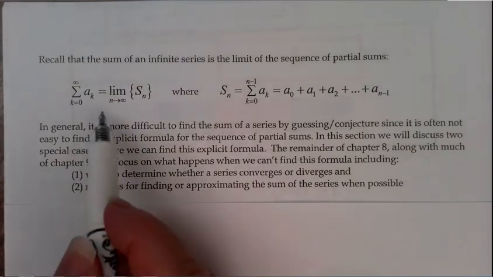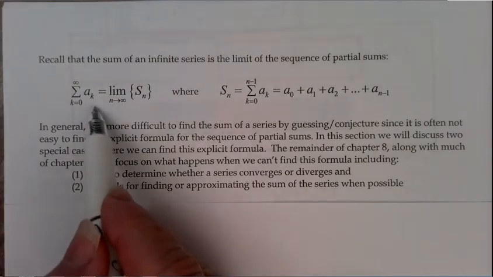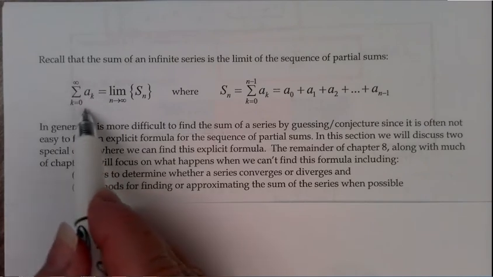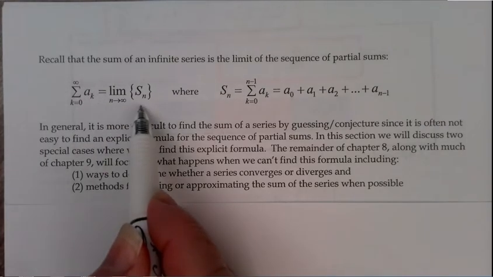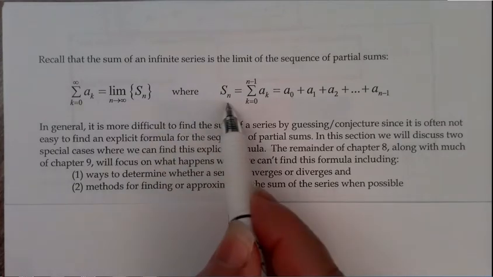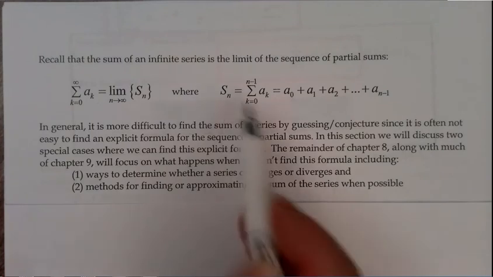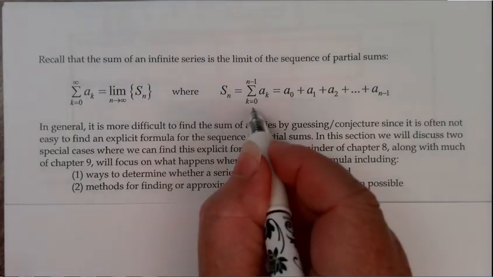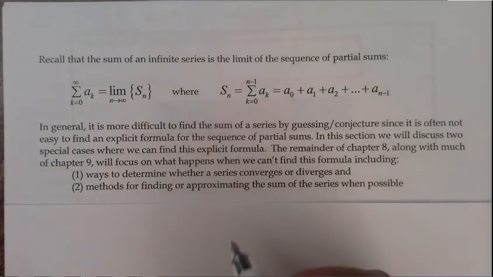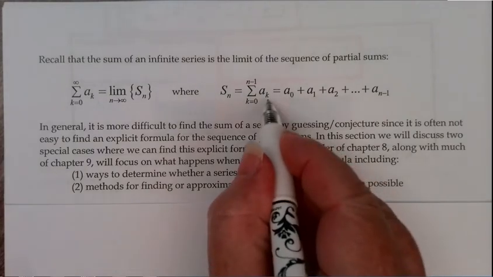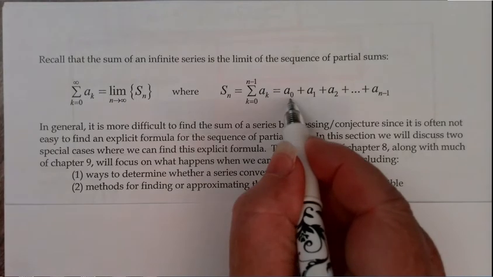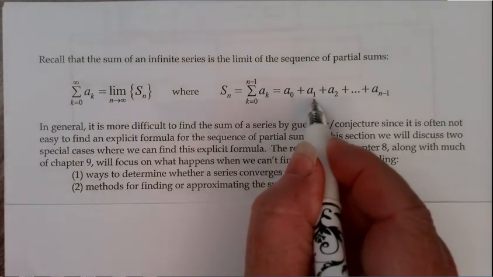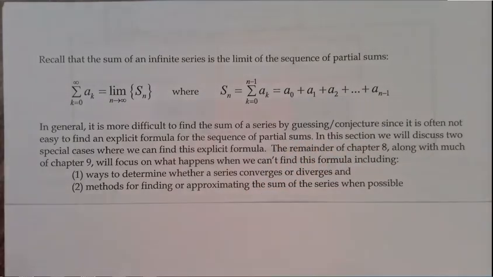First of all, just a quick reminder, what we've said so far is that to find the sum of a series, we want to take the limit of the sequence of partial sums, where the partial sum, S sub n, is found as the sum as k goes from 0 to n minus 1 of the individual terms a sub k. Or in other words, it's a sub 0 plus a sub 1 plus a sub 2 and so on.